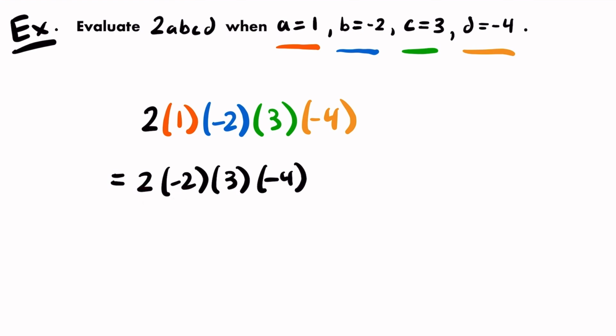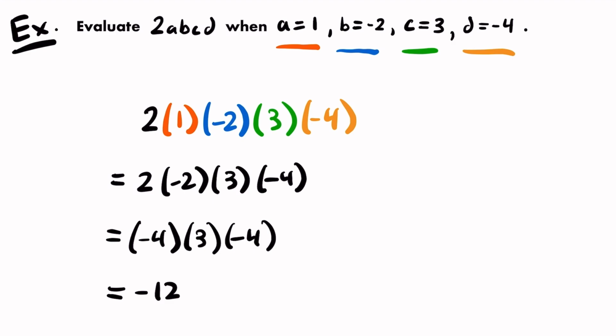Then we have 2 times -2, which is -4. So this is equal to -4 times 3 times -4. Then we have -4 times 3, which is -12. So this is equal to -12 times -4. And -12 times -4 will be +48, right? Two negatives when multiplied together are canceled out. So a negative number times a negative number will give you a positive number, and 12 times 4 is 48. So this is equal to +48.